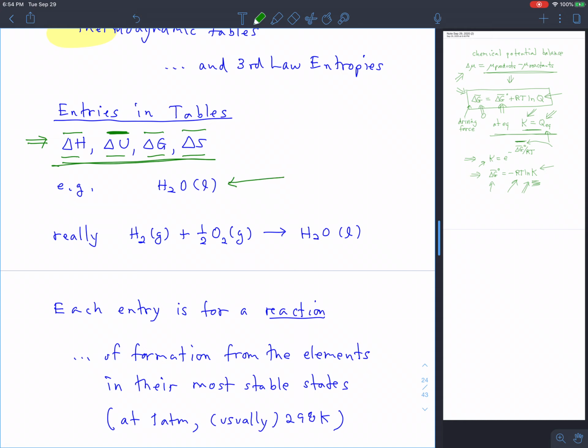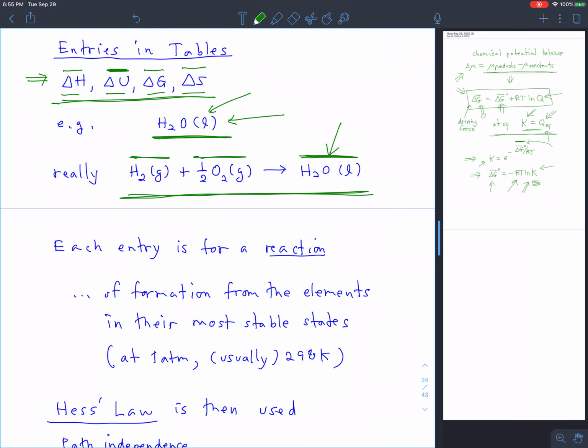Usually what's listed is just a compound, a molecule type in a particular phase state. So a common case is liquid water. And it's listed that way in the table, but what that really stands for is a chemical reaction, not just a compound, not just a single species, but an entire chemical reaction. It stands for the formation, the chemical reaction that causes the formation of the species in question, water in this case, from the elements, hydrogen and oxygen, in their most stable states.